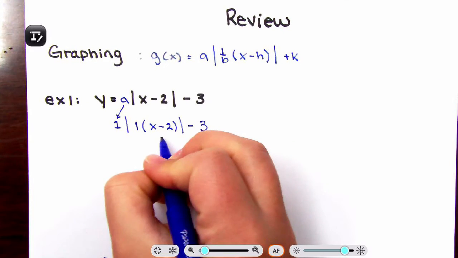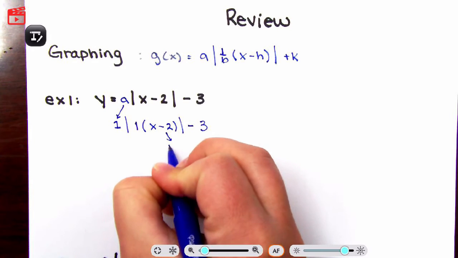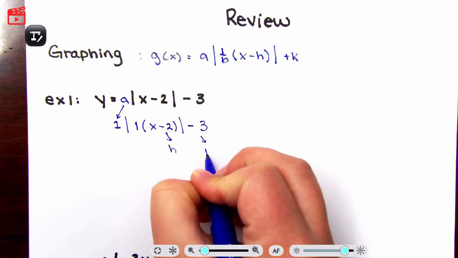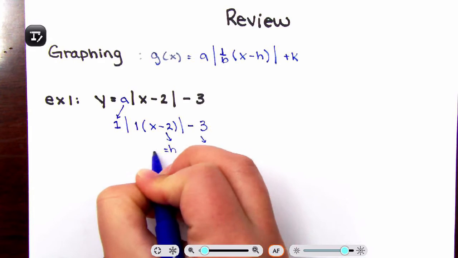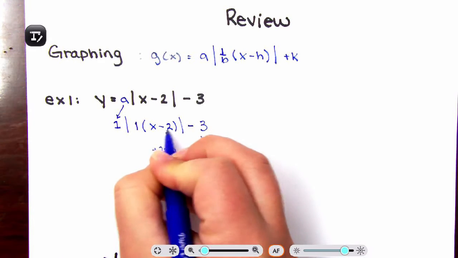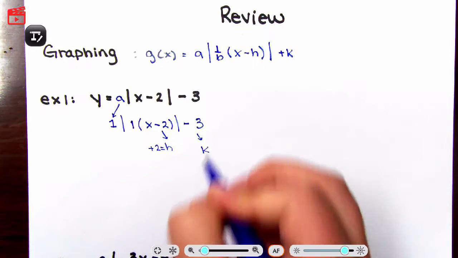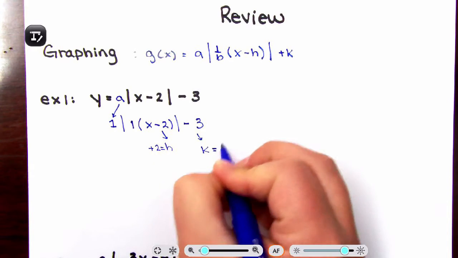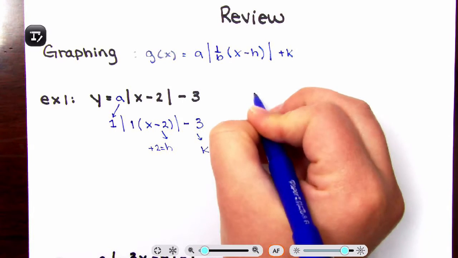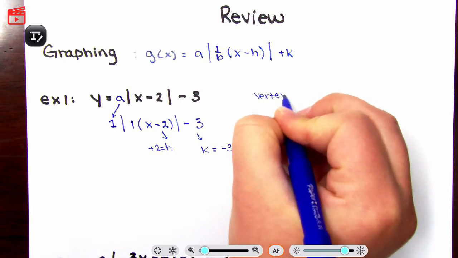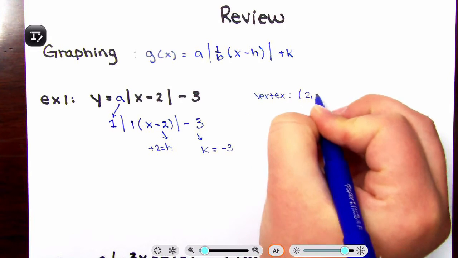Alrighty, so here we go. Here is our h. Here is our k. Now remember, h is always opposite of what you see. So if I see a -2 here, it's going to be a +2. K is exactly what you see. So if you see a -3, k is -3. So your vertex is going to be 2, -3.